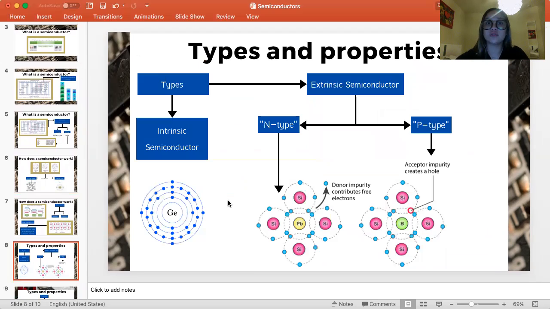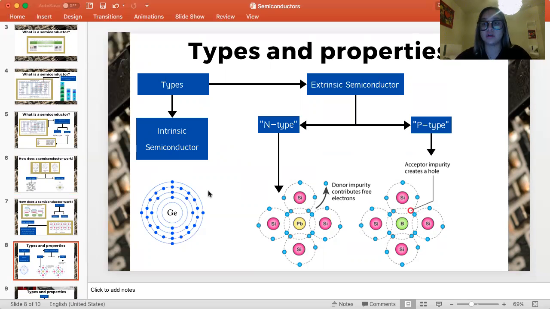Now I'm going to talk to you about types and properties. First, types. Intrinsic: an intrinsic type of semiconductor material is made to be very chemically pure. It is made up of only a single type of element, as shown here in my slide as well. In the case of extrinsic semiconductors, impurities are added to the crystalline lattice of the semiconductor.